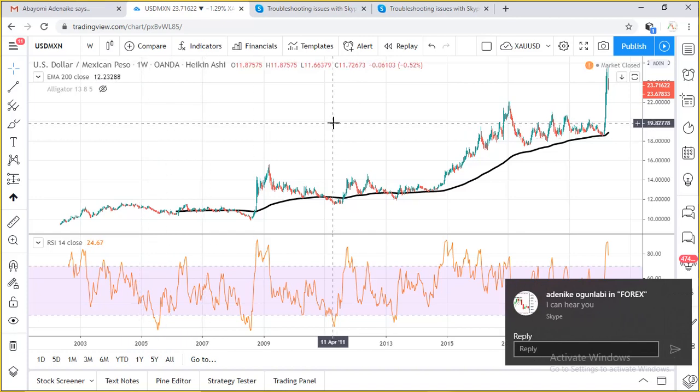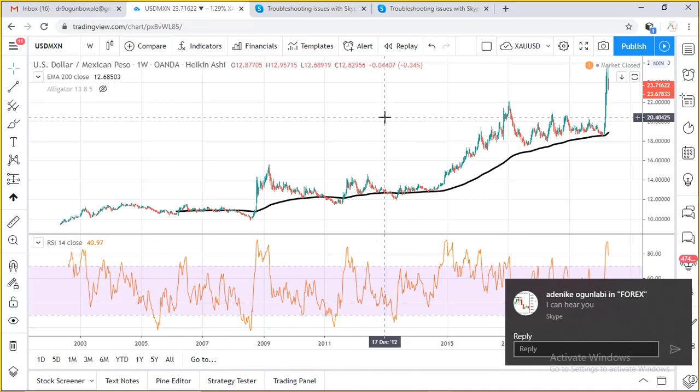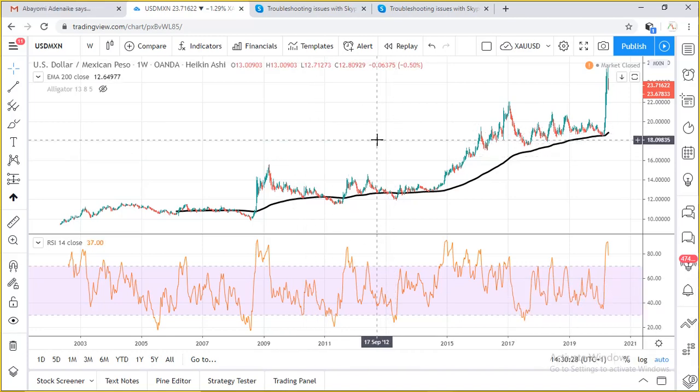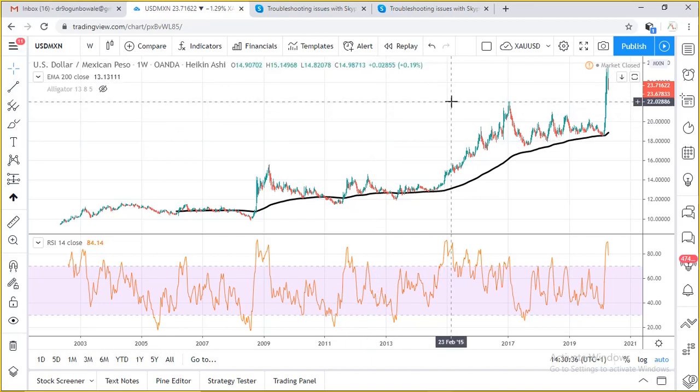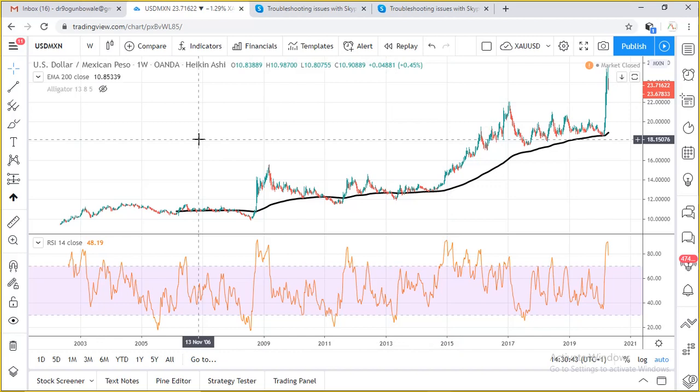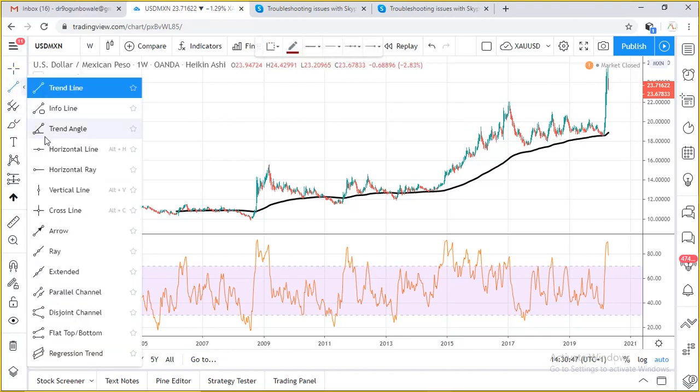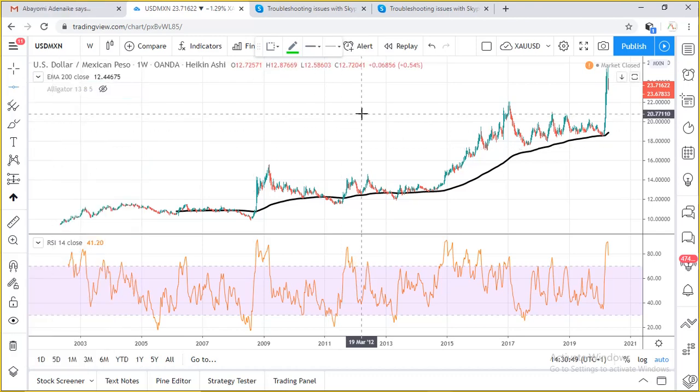Now, we said when you do this, what we want to do is to draw what we call resistance and support lines. We look for how to draw that, and like I told us, there are key areas of resistance and support which we must draw.